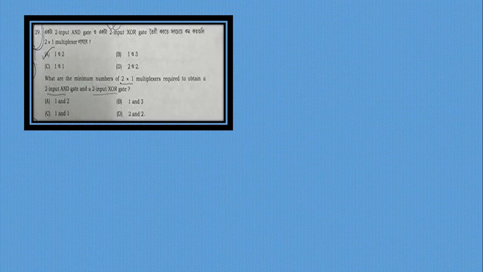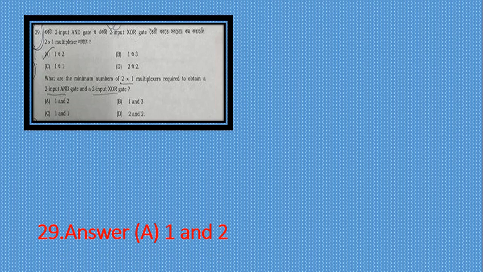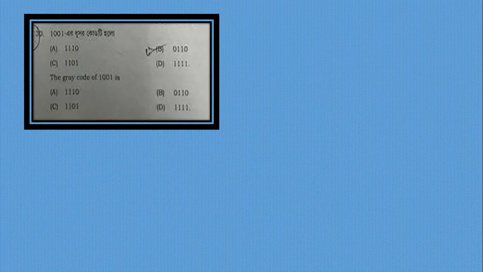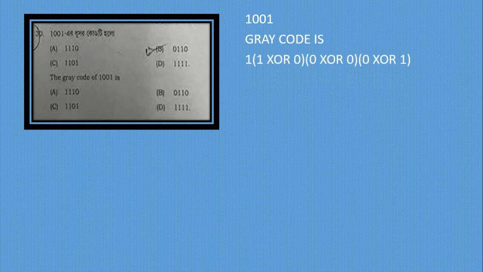What is the minimum number of 2 cross 1 multiplexers required to obtain a 2 input AND gate and a 2 input XOR gate? This is 1 and 2, option A. The Gray code of 1001. So we compute the Gray code: first 1, then 1 XOR 0, then 0 XOR 0, and 0 XOR 1. So 1101. Option C.